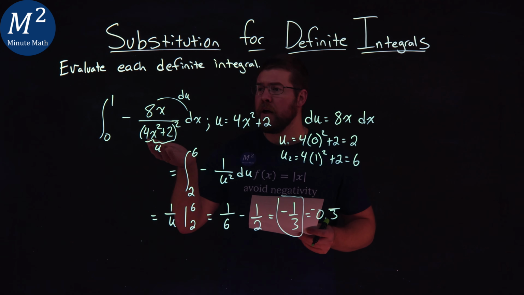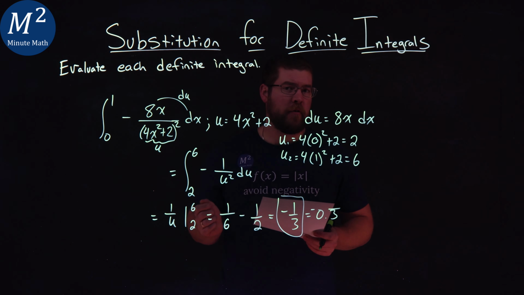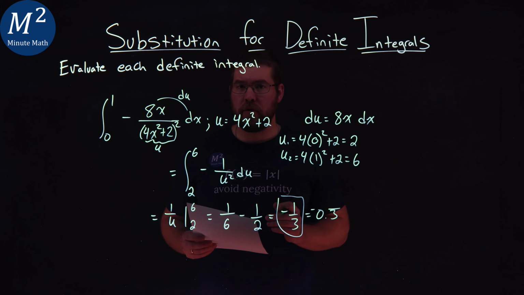And there we have it. Our final answer here, when we evaluate this definite integral, we convert it in terms of u, we got a final answer of negative 1/3.